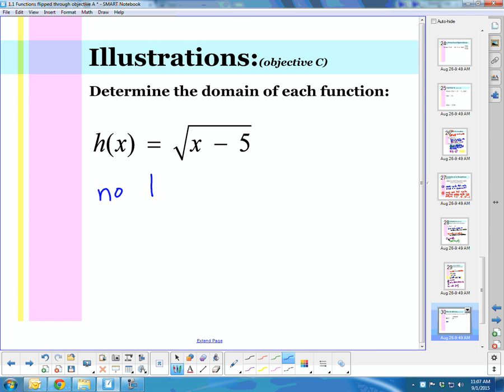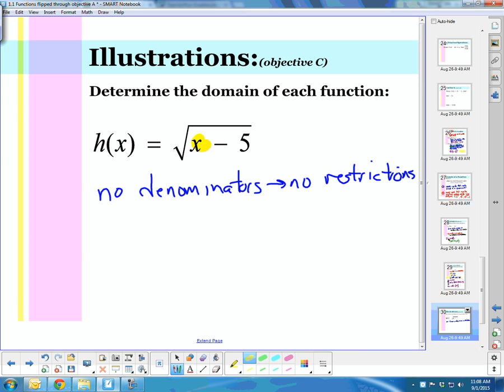Here I'm going to start by saying, hey, I've got no denominators. So I have no restrictions from there. But I do have a radical, so I have to address that. And I cannot have a negative under a radical, meaning that this expression, the x minus 5 piece of that, cannot be negative. Well, if it can't be negative, there's no symbol for can't be negative, that means I want it to be either positive or 0. Not negative means positive. Not negative could also mean 0. So greater than or equal to 0.